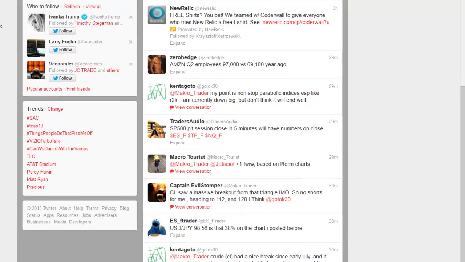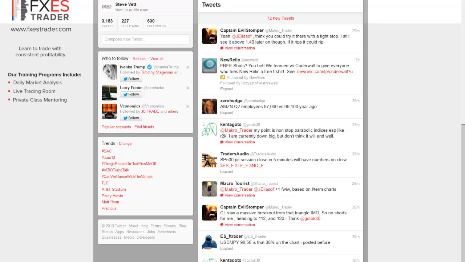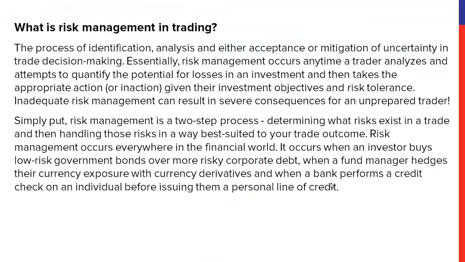But let me just jump back into the slides here. Let's define this. So what is risk management? I view it as a process of identification, analysis, and either acceptance or mitigation of uncertainty in trade decision making. Essentially, risk management occurs anytime a trader analyzes and attempts to quantify the potential for losses in an investment, and then takes the appropriate action or inaction given their investment objective and risk tolerance.